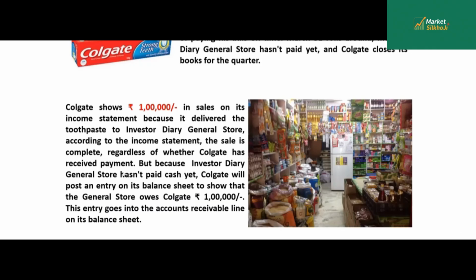But the general store didn't pay that cash. They'll show it as a separate entry on the balance sheet as accounts receivable. They'll show that 1 lakh rupees as sales, and they'll make a counter entry also, because cash is not received. On the balance sheet there is a line item called accounts receivable or trade receivables. In trade receivables, they will show this 1 lakh rupees.